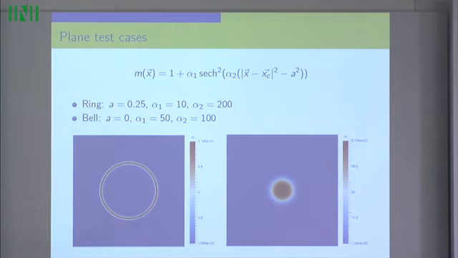So we're going to have a look at two quite related examples. On the left we have a monitor function which is red where it's big and blue when it isn't, and the ratio here is about 50:1. We call this a ring. We're going to try to concentrate mesh points in the ring. On the right we're going to have a bell where we're going to try and concentrate the mesh points in this bit here. So these are our two examples.